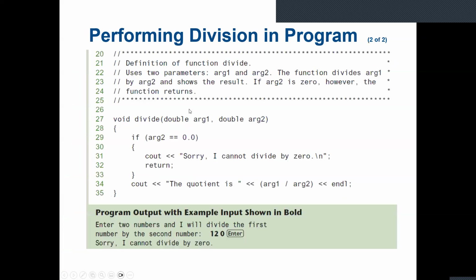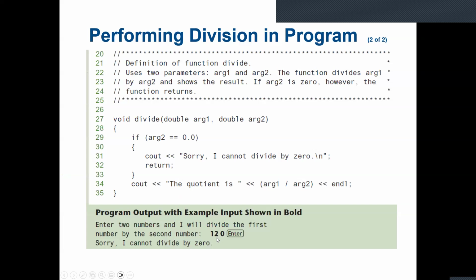Now let's look at the function. The function here is saying that if argument 2, which will be the denominator, is equal to 0, sorry, we cannot divide by 0. So we return. This means if the user enters the second value to be 0, the execution will stop here, so the quotient statement here would not execute. And that's what we have here.